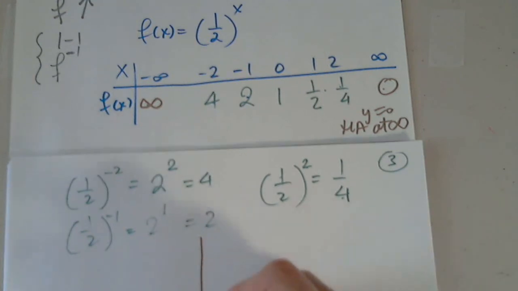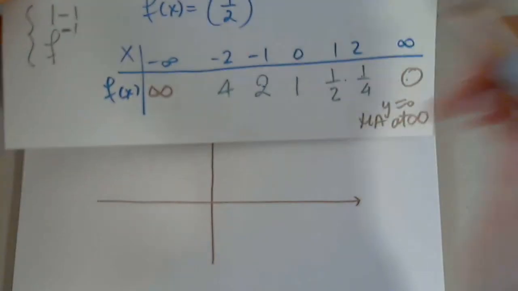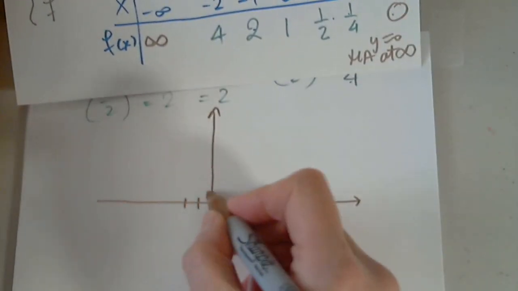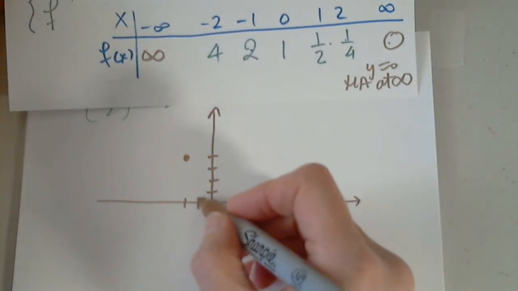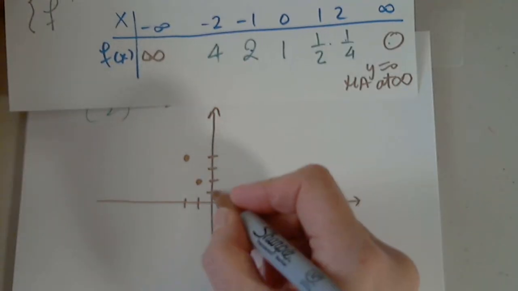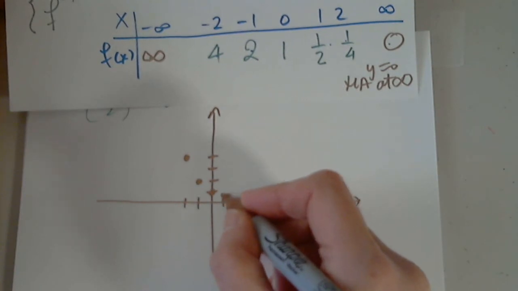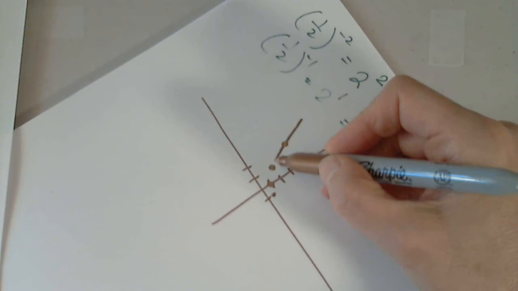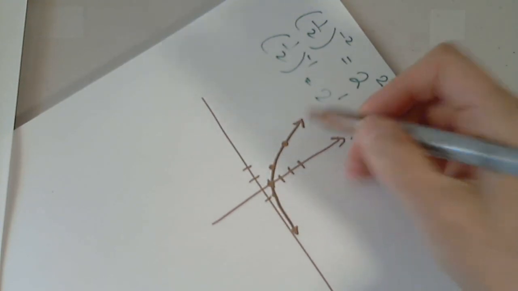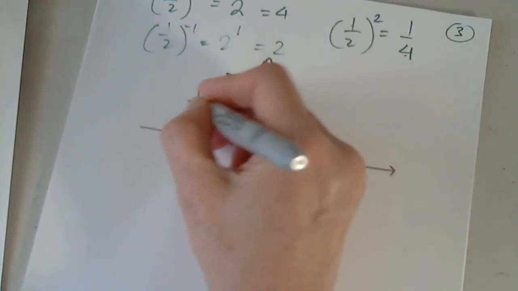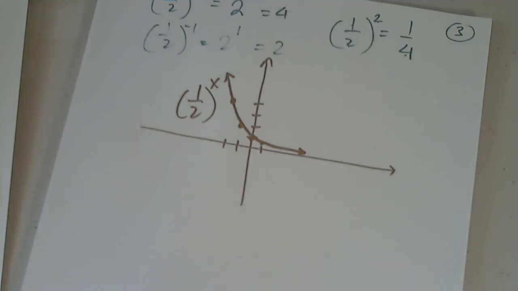So here it is. I plot the points. -2, 4. -1, 2. 0, 1. 1, 1/2, and so on. It gets more difficult to plot. Here it is. Do not touch the horizontal asymptote. So this is the graph of 1/2 to the x.